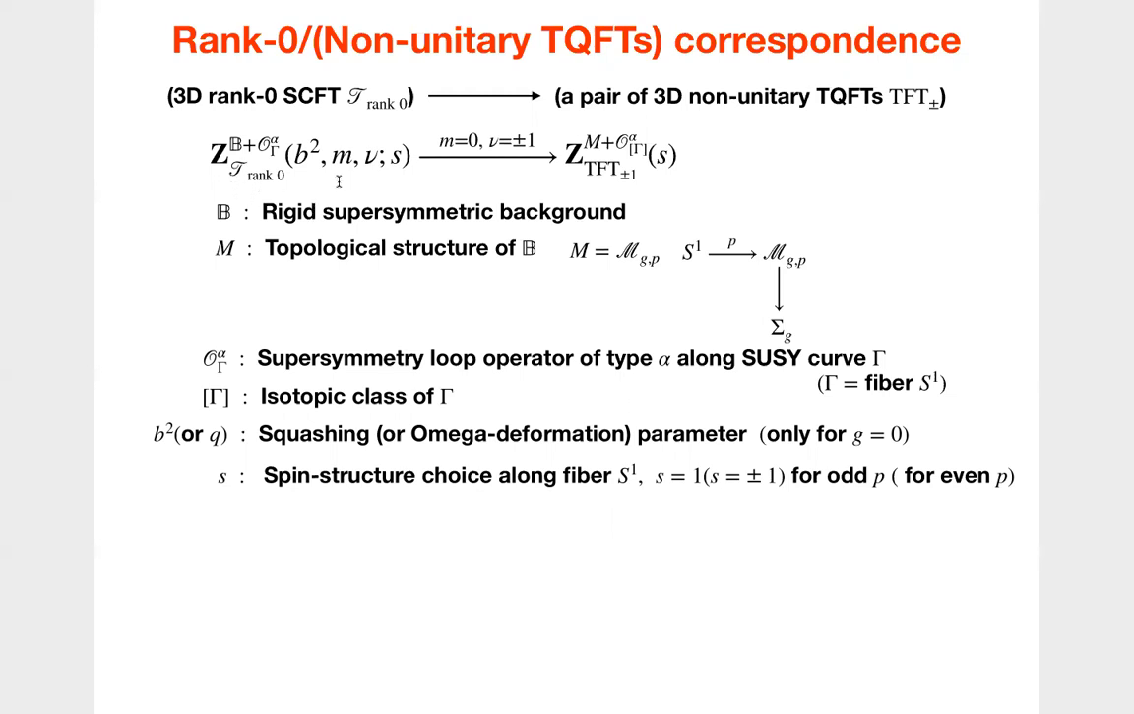This supersymmetric partition function can also depend on the spin structure along the S1 direction. There are two choices, periodic or anti-periodic boundary conditions for fermions, and it depends on this spin structure choice. In the degenerate limit, this spin structure choice can remain, and a topological field theory can also depend on the choice of spin structure. In that case it is called a spin TQFT. So in this limit, the spin structure dependence still remains.